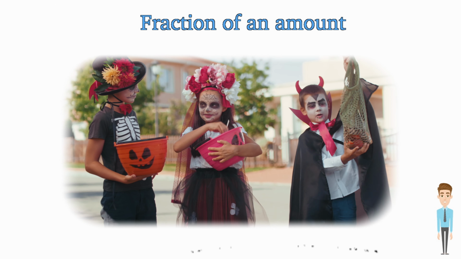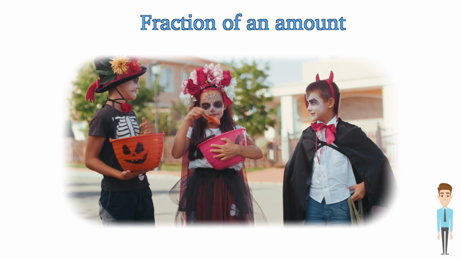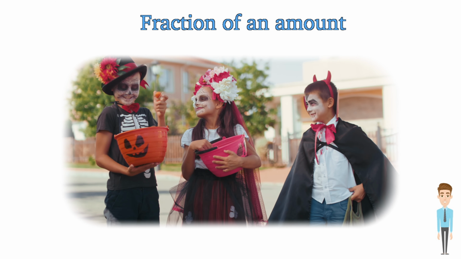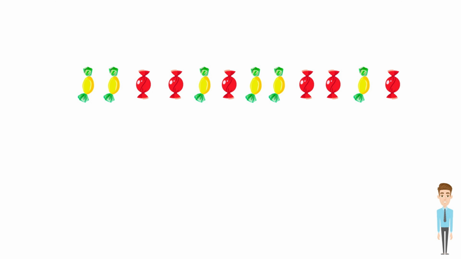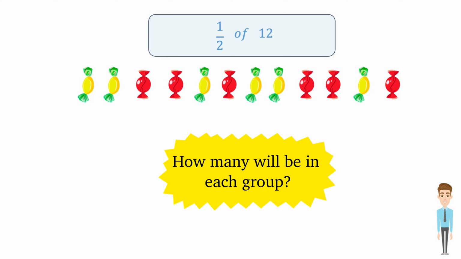A great way to understand this skill is to think of it like sharing lollies amongst friends. You wish to be fair to all your friends, making sure everyone gets the same amount. Imagine you had 12 lollies. If you wanted to half the total number of lollies, how many will be in each group?